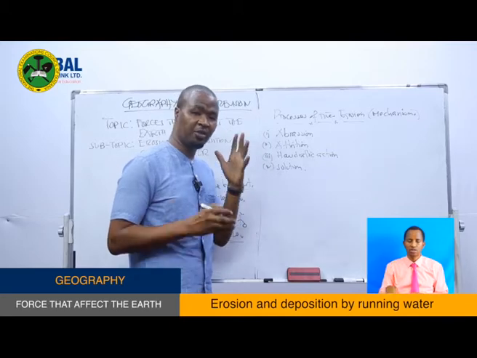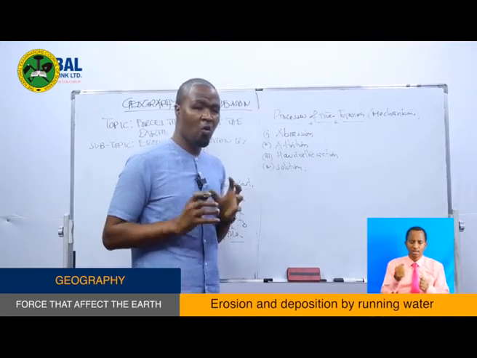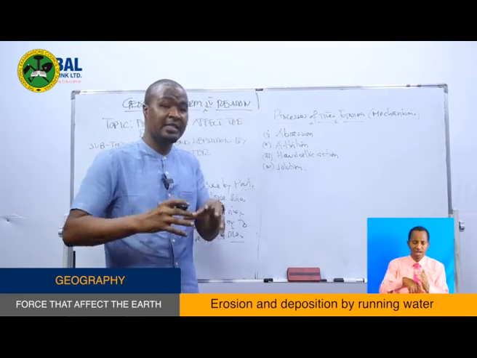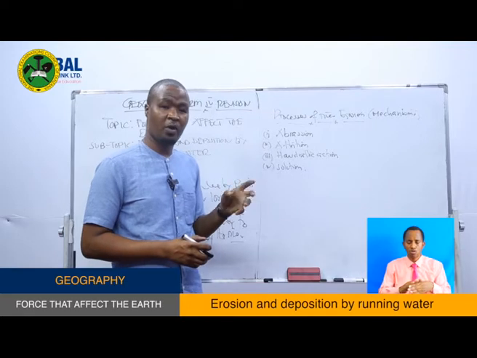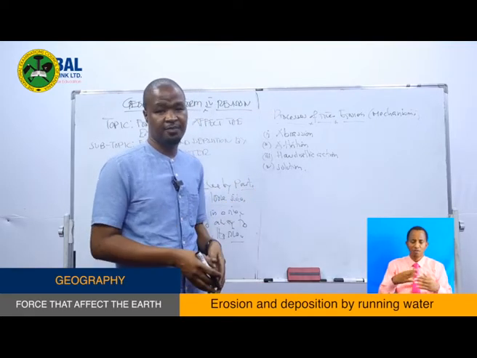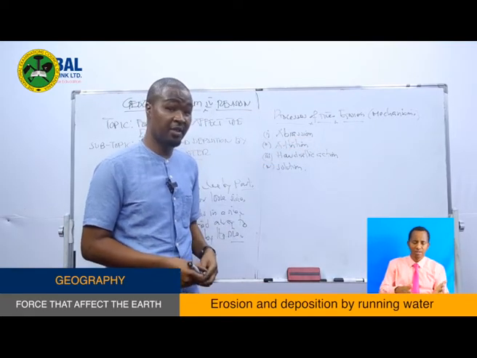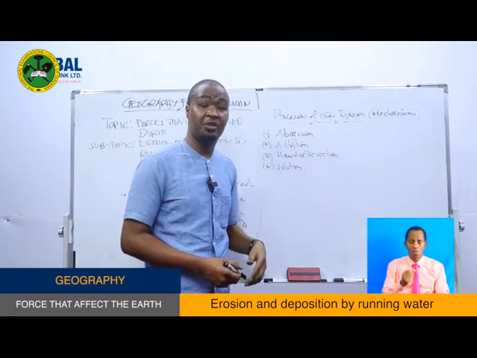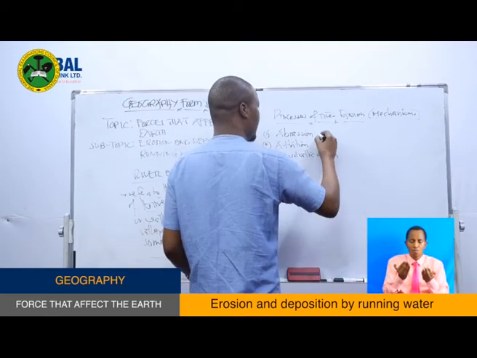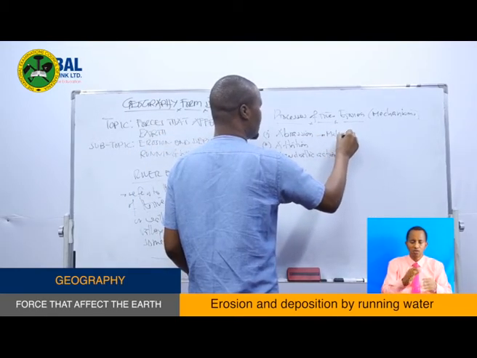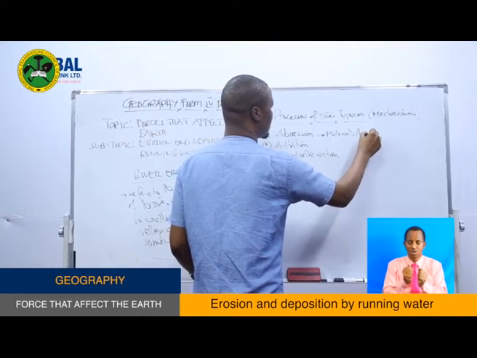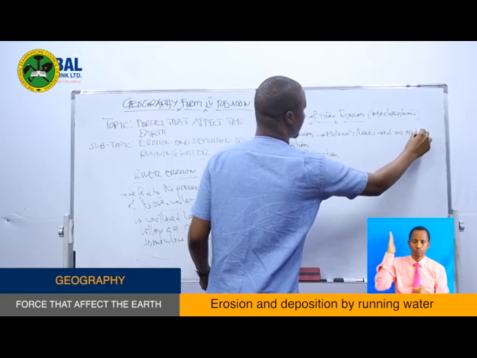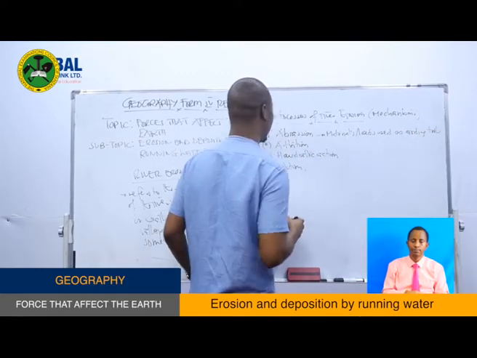What is abrasion? Abrasion refers to the process whereby the transported load, the transported material by the river, is used as the eroding tool when it grains or hits the river sides. So at this point the material carried by the river, we call them loads, are the ones used as the eroding tool. So materials or loads used as the eroding tool. Are you with me?